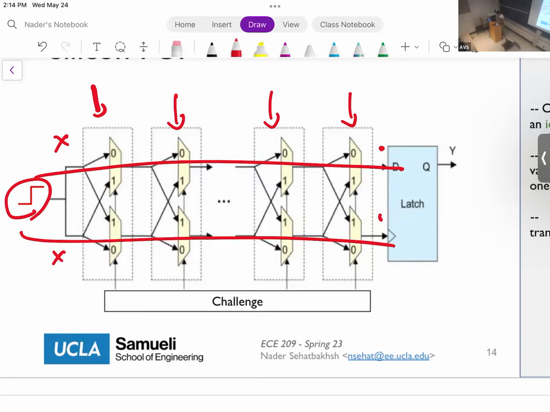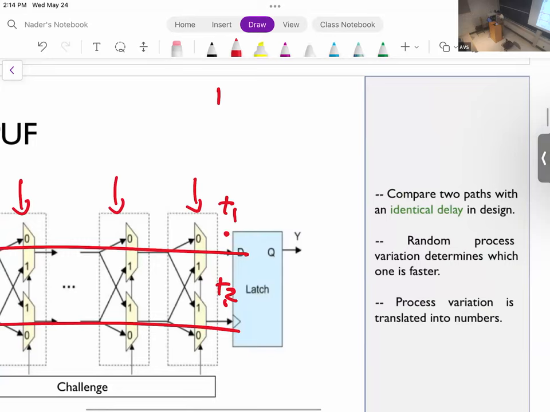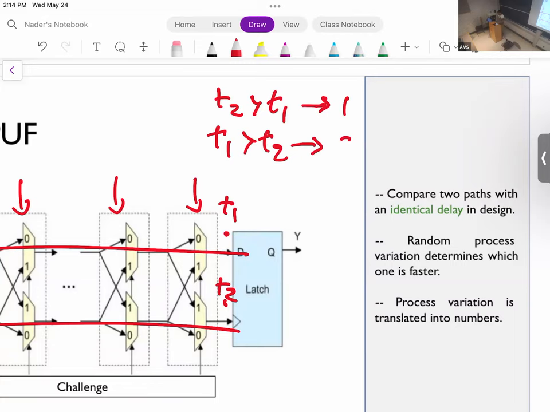There are two possibilities, right? If T2 is bigger than T1, then the data arrives first, before the clock arrives. So in this case, the output would be equal to 1. If T1 is bigger than T2, it means that the clock arrives but the data hasn't yet. So the output would be 0, right? So based on the difference between these two paths, I'm going to have a different output, which is Y.